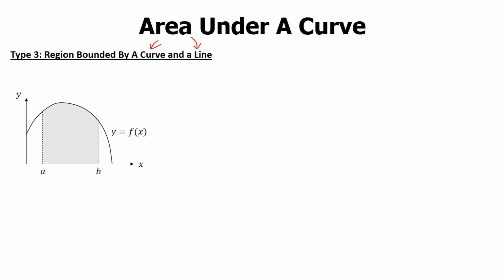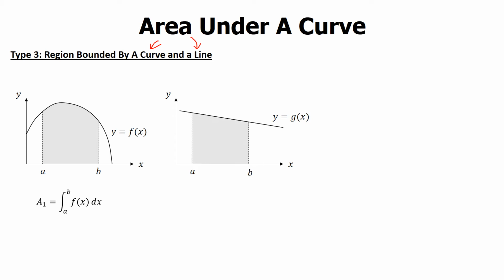To find the area of this region, like what we have learned in type 1, the area A1 equals the integration from a to b of f(x) dx. Then we have a second graph with a straight line, and the equation of this straight line is y equals g(x). So this is the lower limit a, and this is the upper limit b. This is the shaded region, and I want to find its area, which is A2, which will give us the integration from a to b of g(x) dx.